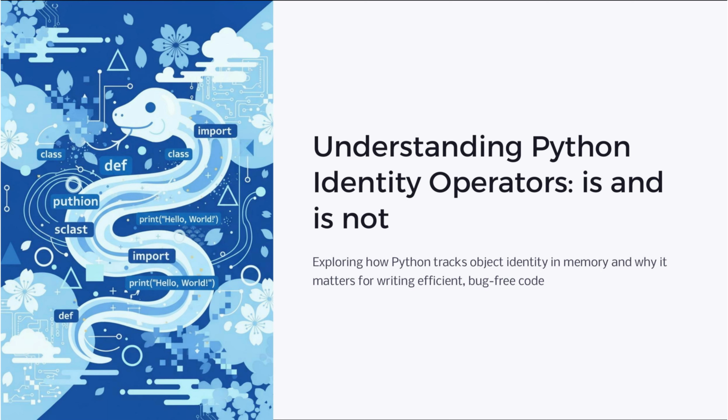Identity operators in Python, is and is not, determine if two variables reference the same object in memory. Unlike equality operators, which compare values, identity operators focus on object identity. Is returns true if variables share the same memory location, while is not confirms they reference different objects, even with identical values.